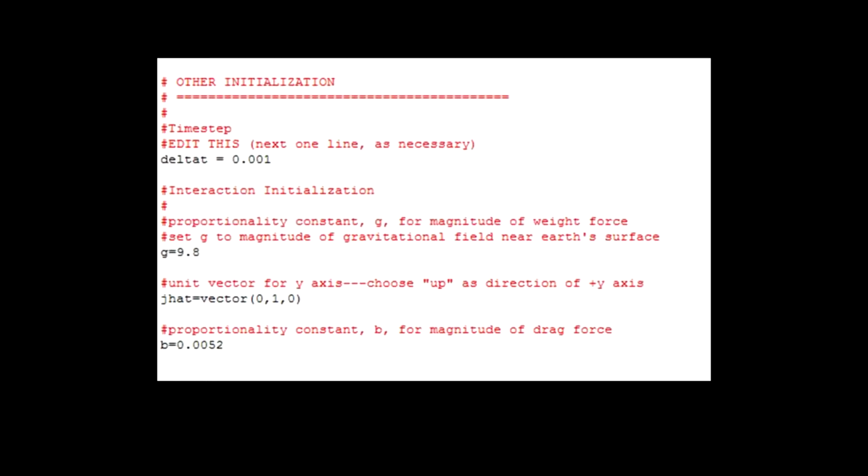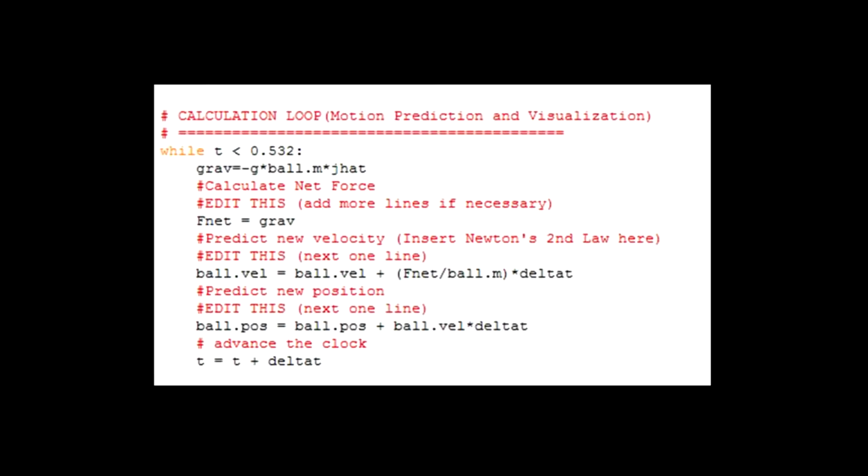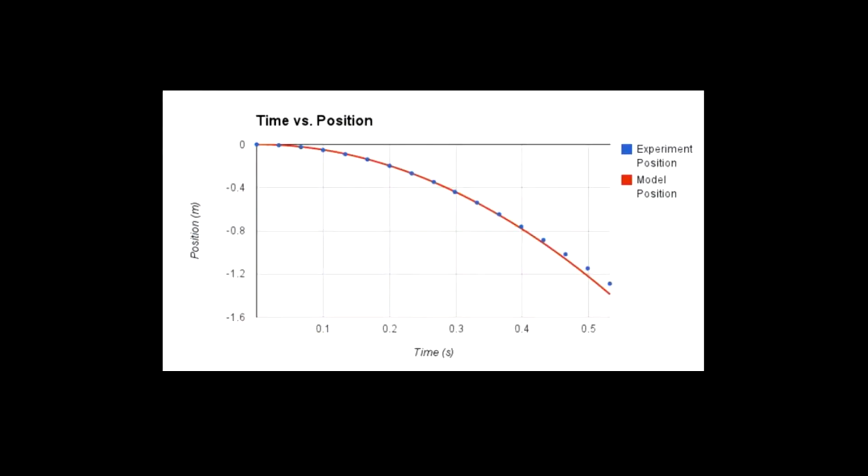I set G equal to 9.8 for the gravity, and the total force on the system is negative G times the object's mass times j hat, which is the unit vector for the y-axis. This means that the only force acting upon the object is the force due to gravity. Here is the resulting graph, with the model in red and the experimental data in blue.